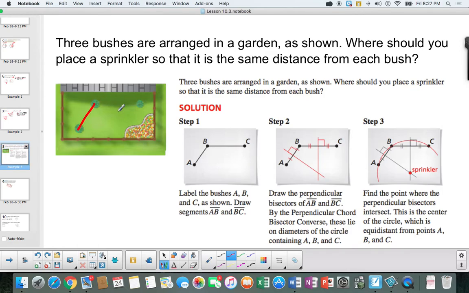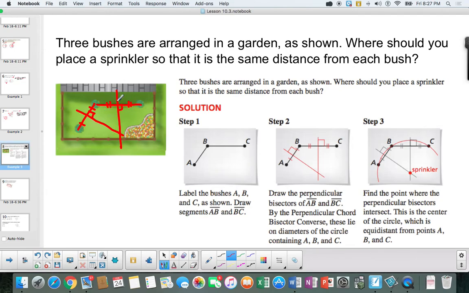We know that we can draw a segment here, just like we've done right here, and we can draw the perpendicular bisector. So somewhere along this perpendicular bisector lies the center. We don't know where, but somewhere along here. So let's go ahead and join these 2 bushes as well and draw its perpendicular bisector.